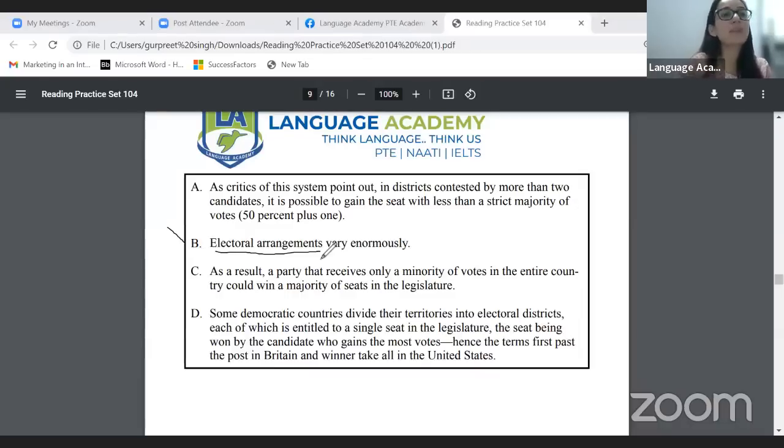You first start explaining. Now, electoral arrangements vary. Vary means they are different. Very, very different.